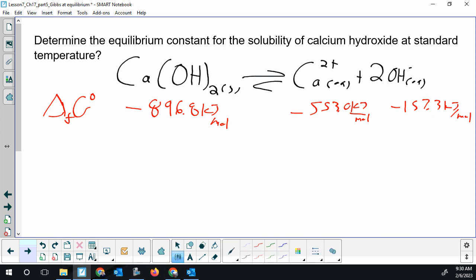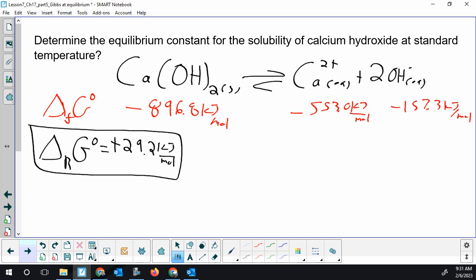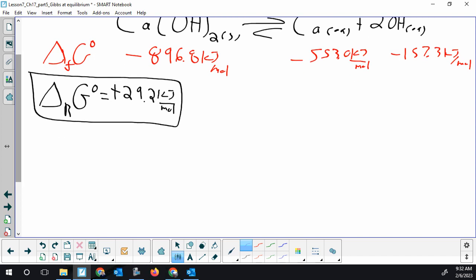And in a previous lesson, we learned how to figure out the delta G for this reaction. Products minus reactants, the same thing we did with enthalpy, so I'm not going to write that math out. When you go products minus reactants, factoring in that there's two hydroxides, I get a positive 29.2 kilojoules per mole for this reaction with those stoichiometric constants. And this, which I just predicted from tables, is all I need to figure out the equilibrium constant. Okay. So now we're ready to get that equilibrium constant.